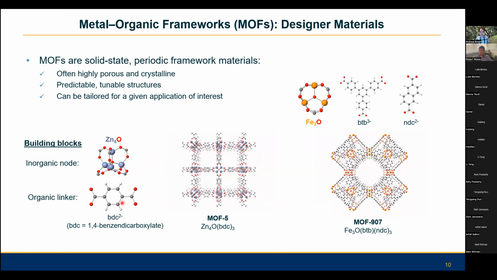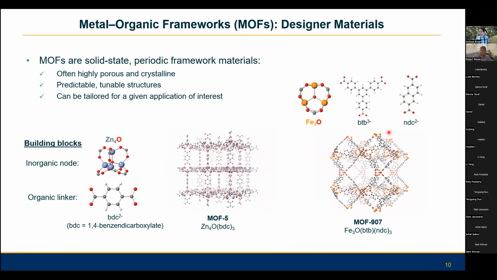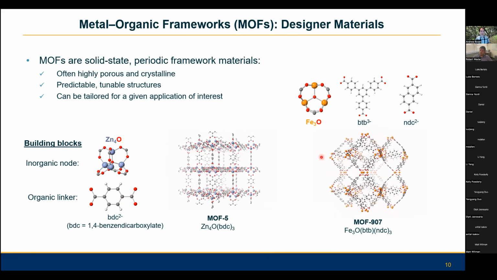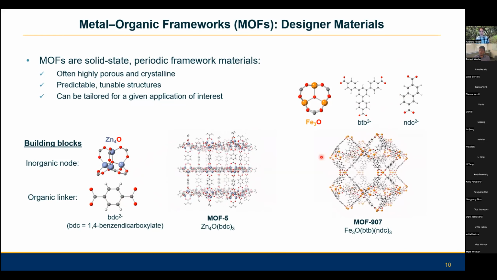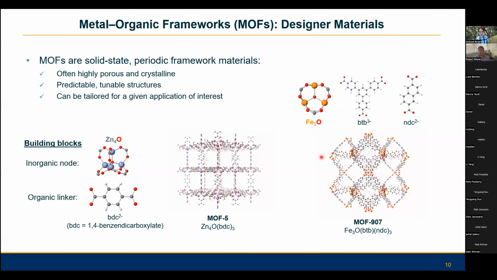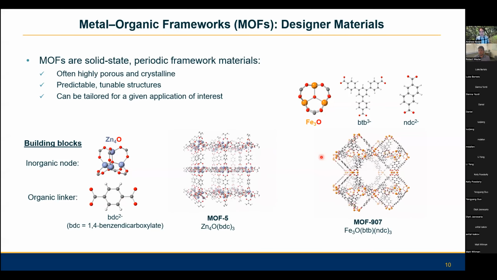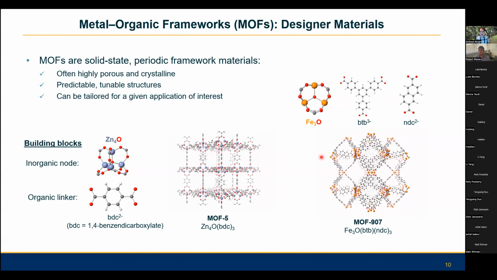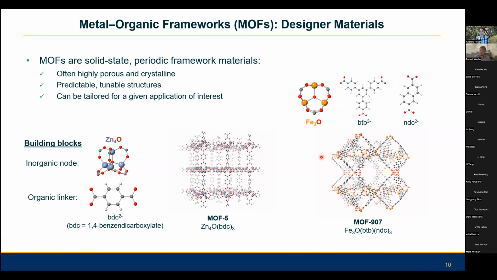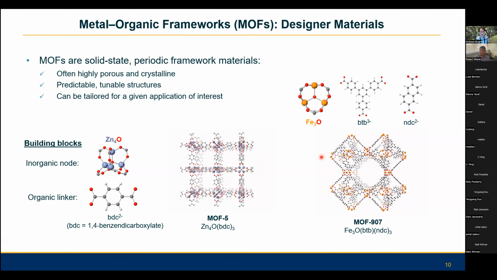And so you can see here's one of those. And again, this material actually has 2 different types of linkers to form these intricate and beautiful crystalline lattices. And some of the benefits of these materials are that they're highly porous and crystalline, and they have very predictable and tunable structures, which is great from a theoretical perspective, because we can have a good idea about what we might want to make or study.